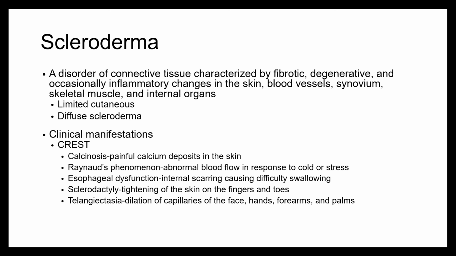Sclerodactyly is the tightening of the skin that occurs and is most notable on the fingers and toes. And telangiectasia is the T, and this is when there is dilation of the capillaries on the face, hands, the forearms, and the palms that actually cause small red spots to appear over all of these areas.